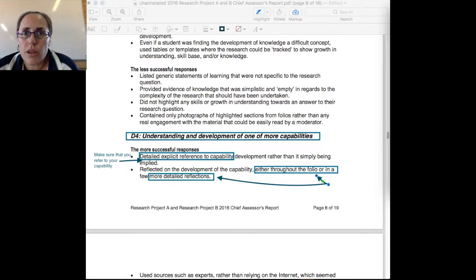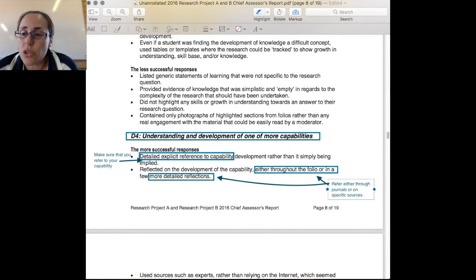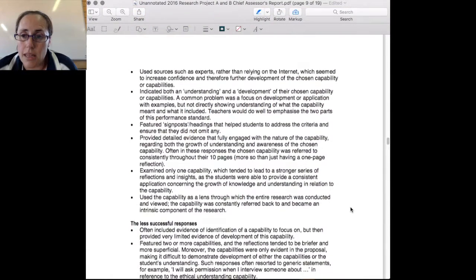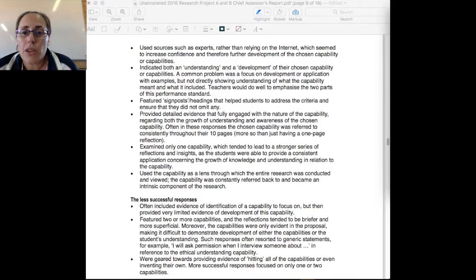If you find it difficult to show this throughout your 10 pages, make sure that if you're writing journals, you reflect on your capability and the development, how successful you have been in the development of a capability. All right.